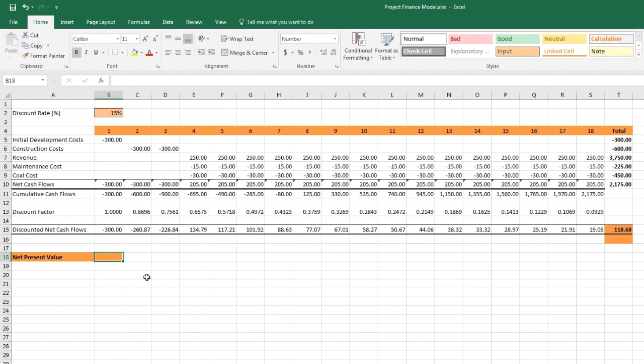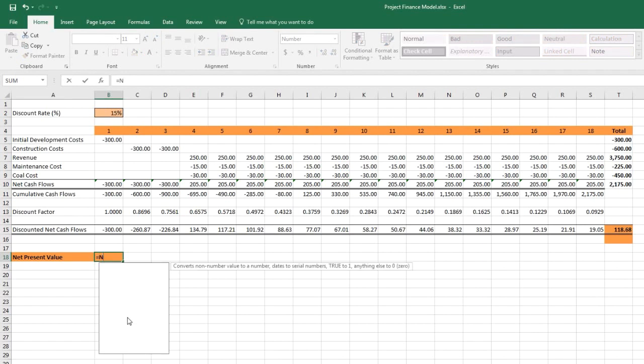The alternative way is to use the Excel formula to calculate the NPV. Using the net cash flow, the NPV formula in Excel is determined using equals NPV. The rate is, in our case, 15% and is represented by cell B2. Or if I want to fix this cell B2, that is my R, and the value is the net cash flow, that is from C10 to S10.